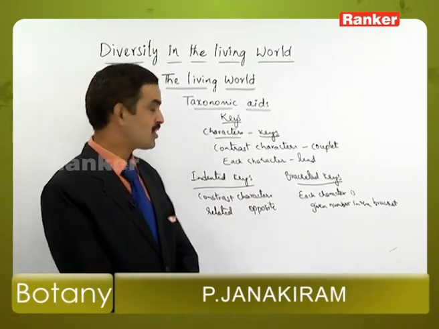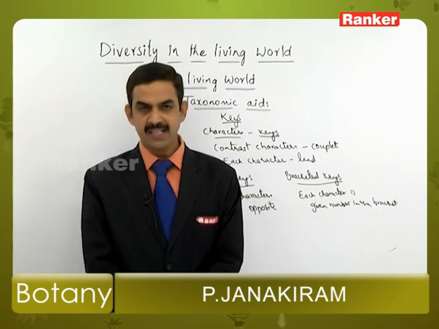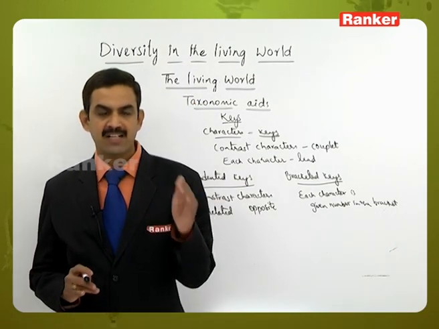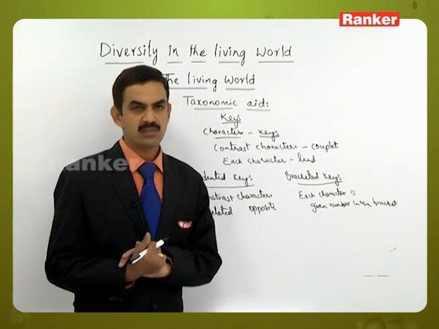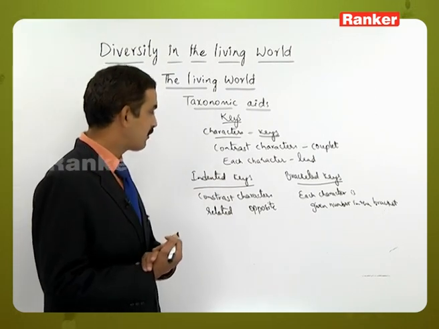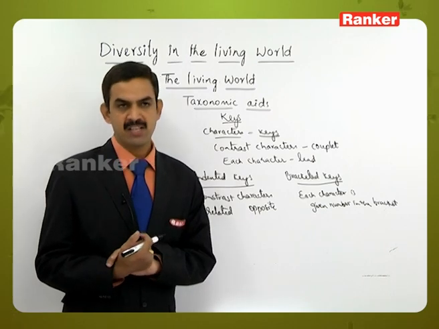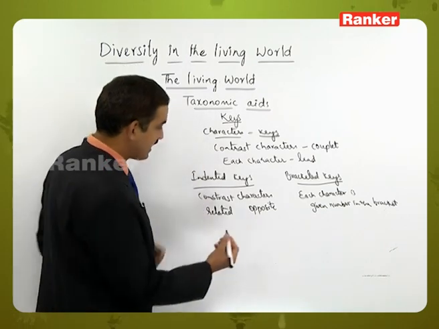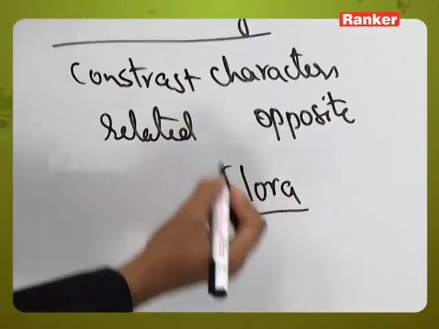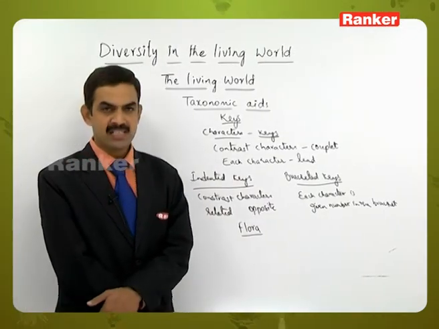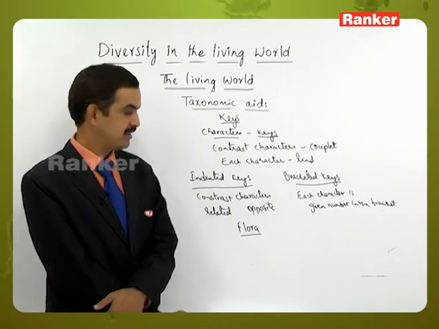So these keys are also useful for identification. That means some characters are related to the plant species and some opposite characters are present. This is a way how the characteristic features of the plants are given in the form of keys. And where do these keys appear? These keys are present in the flora. The next taxonomic aid is the flora.